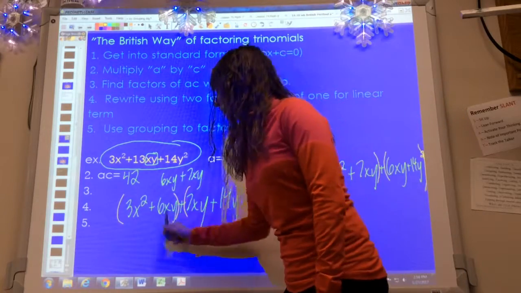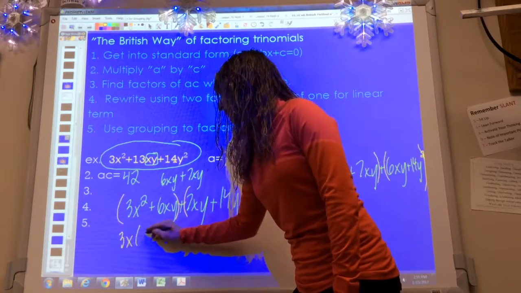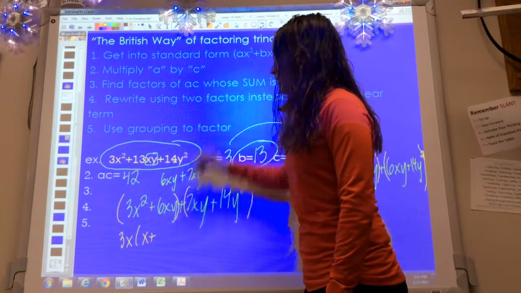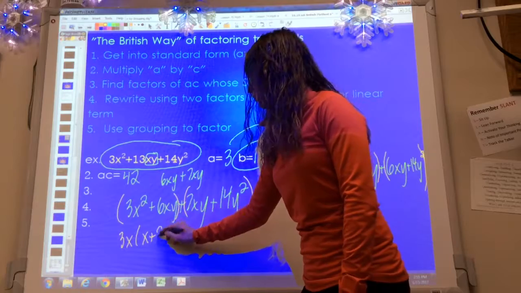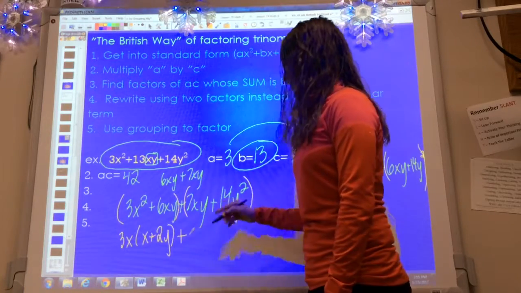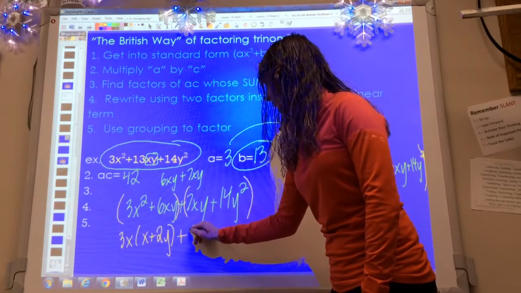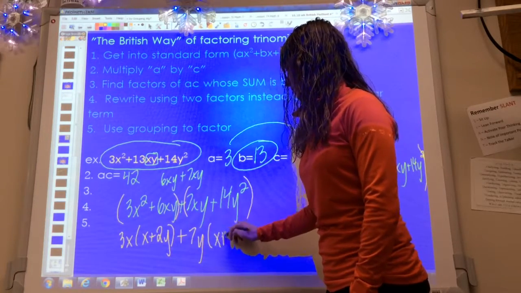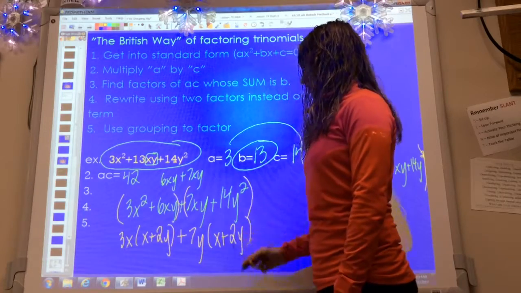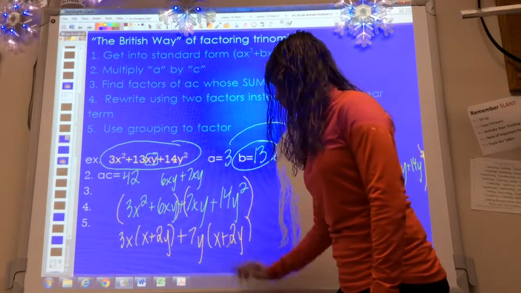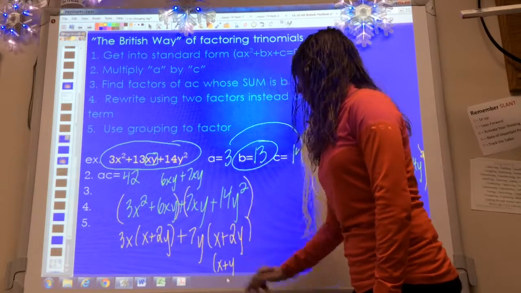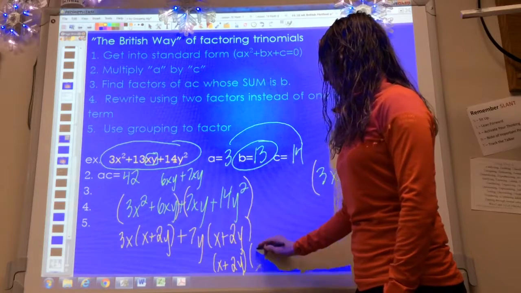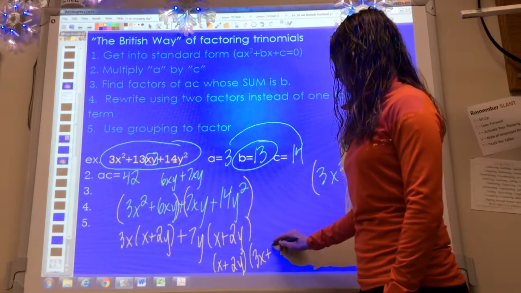What can we factor out of this one? 3x. Leaving us with x plus 2y. What can we factor out of here? What are we left with? We always want these to match up, which they do. Then our final answer is going to be x plus 2y and we are left over with 3x plus.